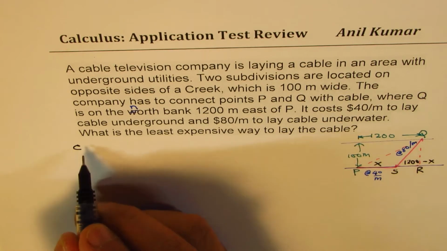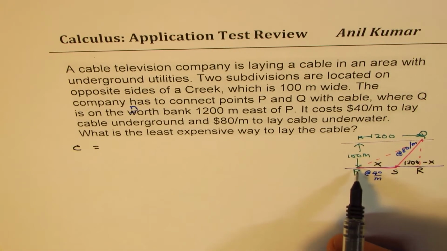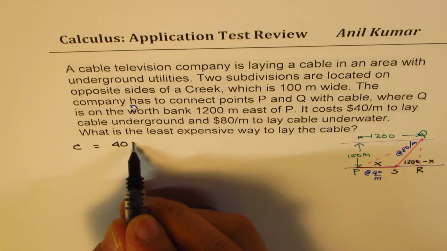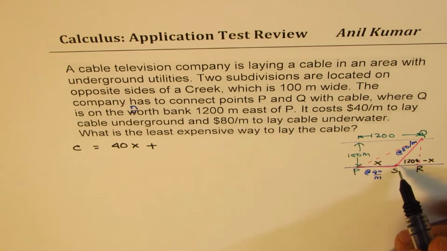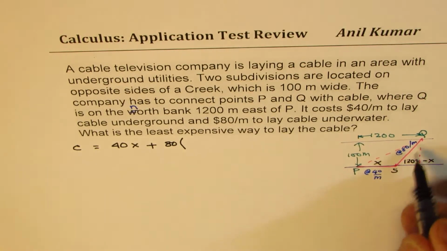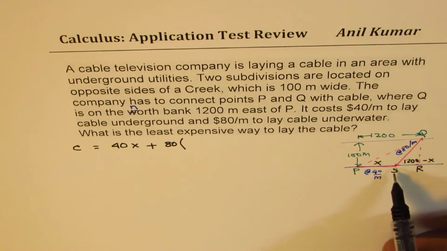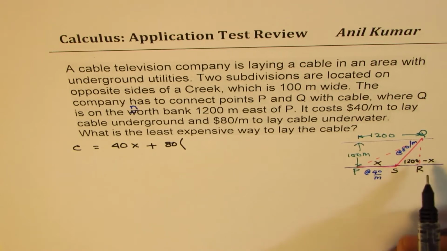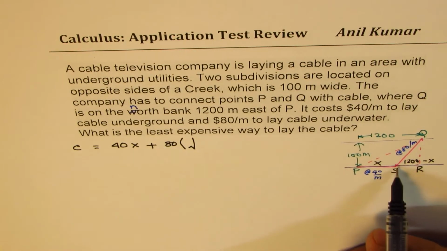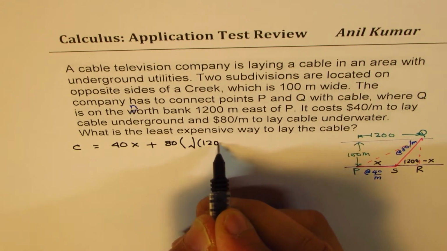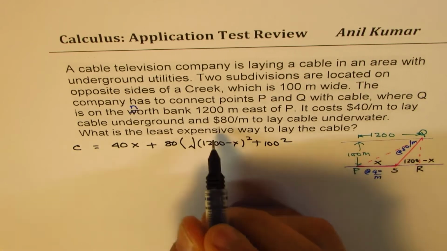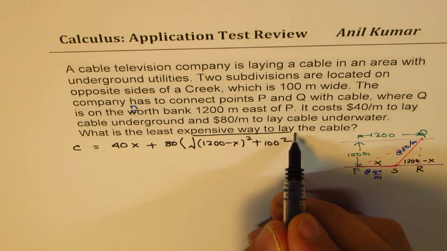So we can write cost is equal to, from P to S, 40 times x, plus from S to Q, it is going to be 80 times SQ. Now how much is SQ? To find the distance SQ, we can apply the Pythagorean theorem. It will be the square root of this square, which is (1200 minus x) whole square, plus that square, which is 100 squared. Perfect. So that becomes the cost function.